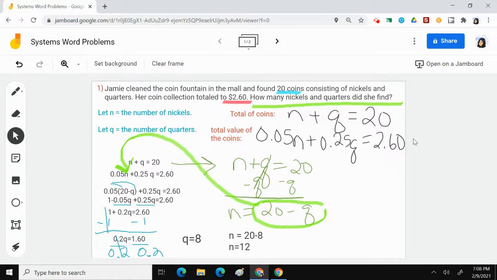So nickels are 12. That's the number of them. So if I do 12 times 0.05, that leaves me with 60 cents. If I go ahead and do my 8 quarters times 0.25, that leaves me with $2. So I know that I get my $2.60. I know that my answer is correct, right? So for this problem, Jamie found 8 quarters and 12 nickels.